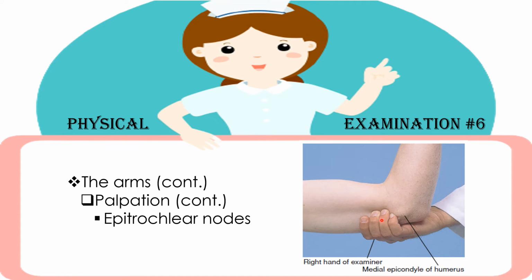So if the node is present, note its size, consistency, and tenderness. Okay, so an enlarged epitrochlear node may arise from local or distal infection or may be associated with generalized lymphadenopathy.